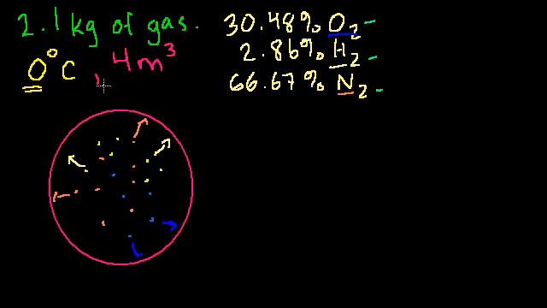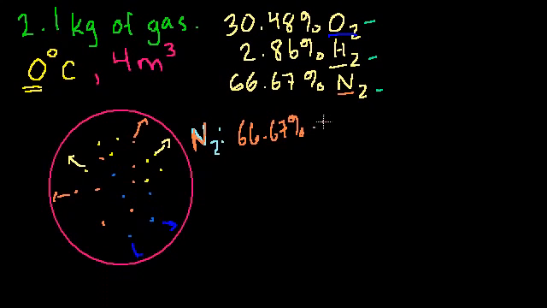So the first thing to figure out the total pressure is we have to figure out the total moles of molecules we have. And the easiest way of figuring out the total number of moles is figuring out the moles of each of these molecules. So if we have 2.1 kilograms of gas, and we want to know the moles of nitrogen, we know that 66.67% of this, well, we could say 2.1 kilograms or 2,100 grams, is nitrogen.